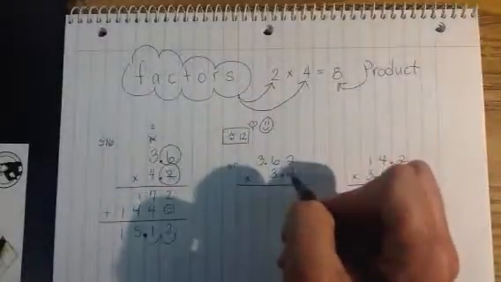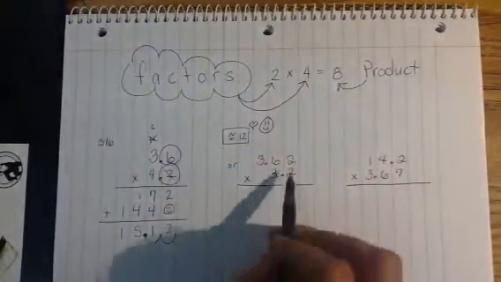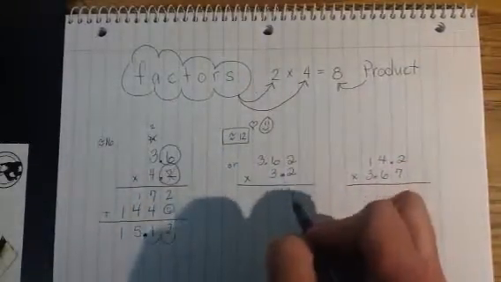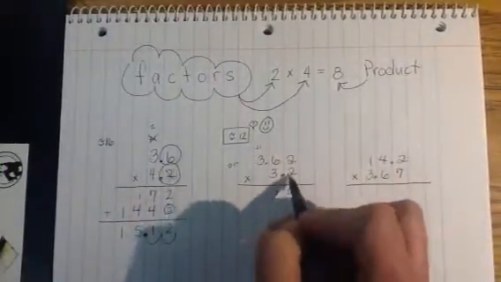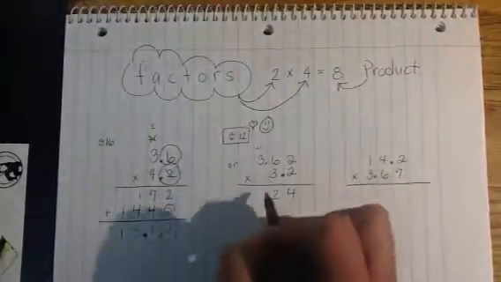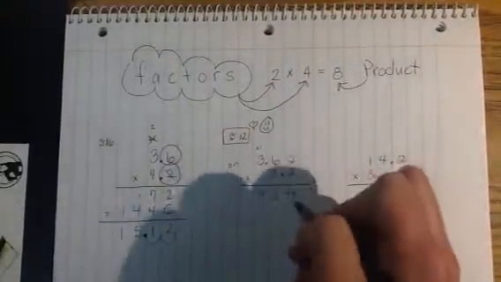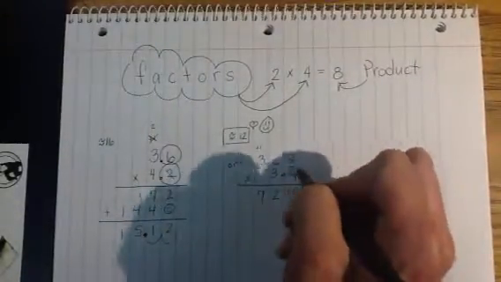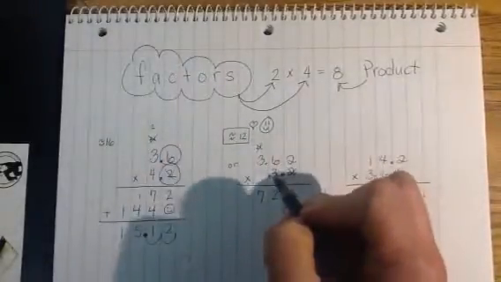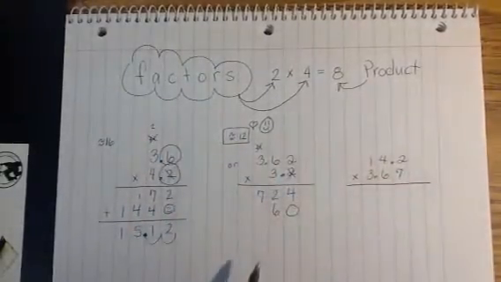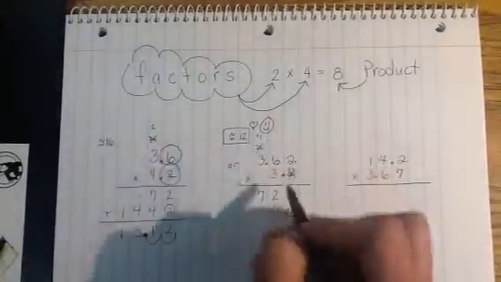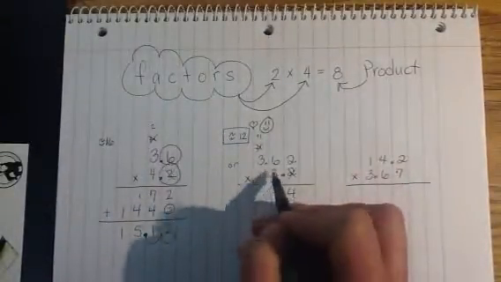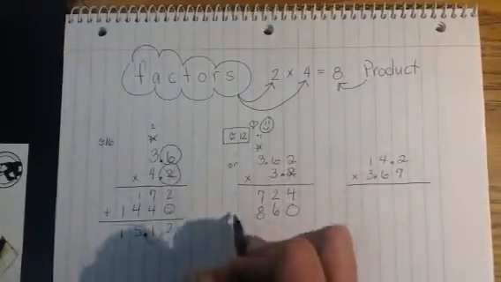So just do your multiplication, standard algorithm like normal. 2 times 2 is 4. 2 times 6 is 12. Carry the 1. 2 times 3 is 6, plus 1 more is 7. Place value holder. Cross that off. 3 times 2 is 6. 3 times 6 is 18. Carry the 1. 3 times 3 is 9, plus 1 more is 10.